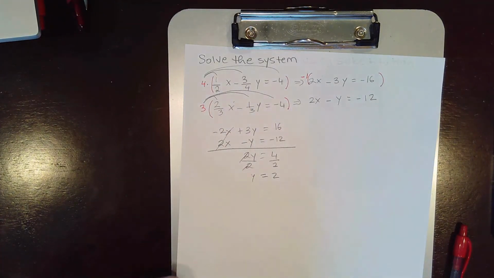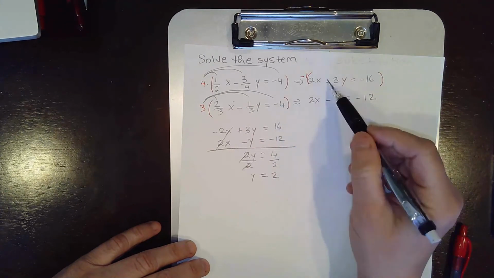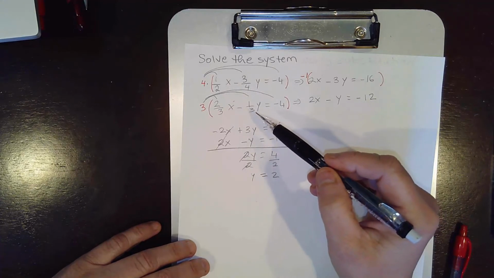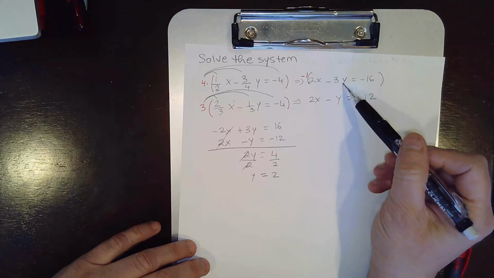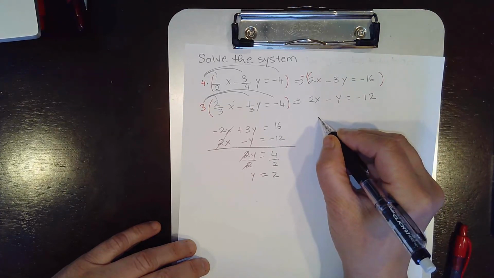Now we need to solve for the x coordinate. You can choose any equation. You can choose this, this, or this, or this. I personally would not choose the one with the fraction. It would make it a little bit harder. I would choose either one of these two. The second one looks slightly easier to me because of the smaller coefficient.